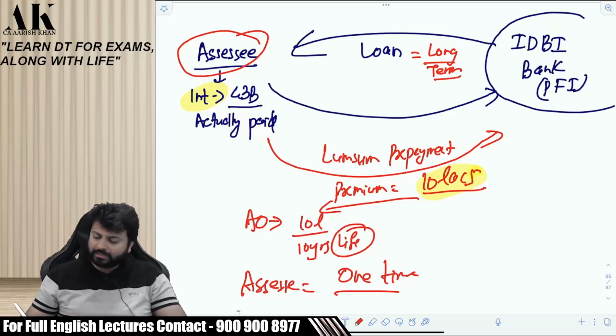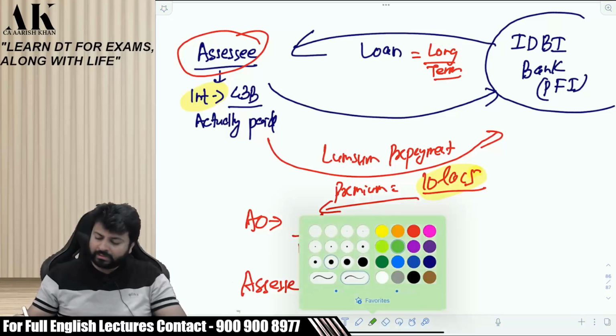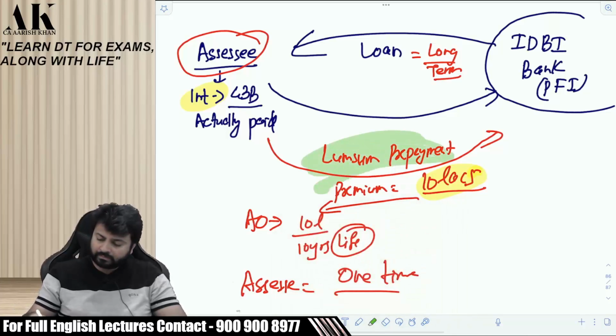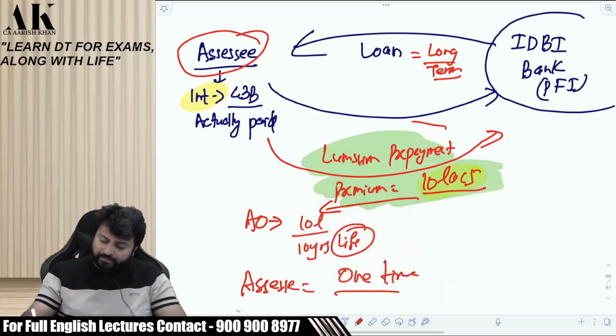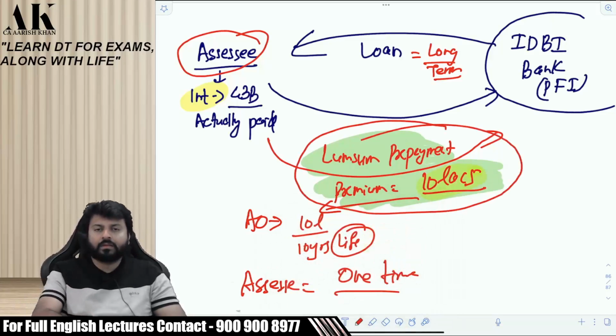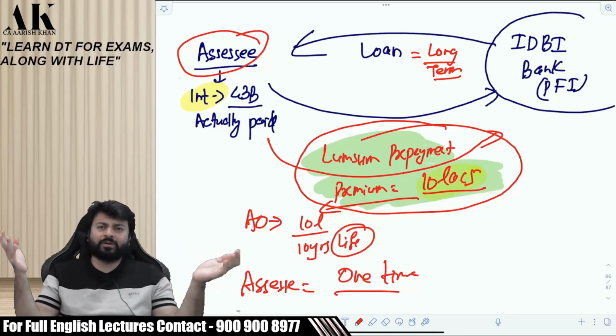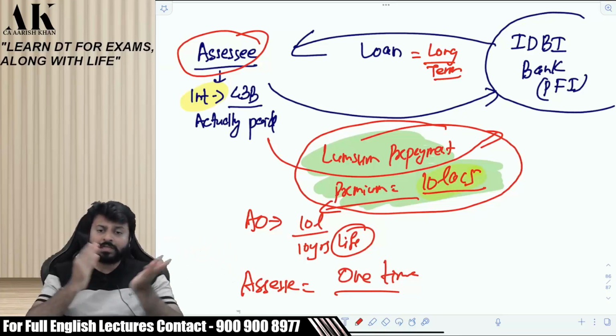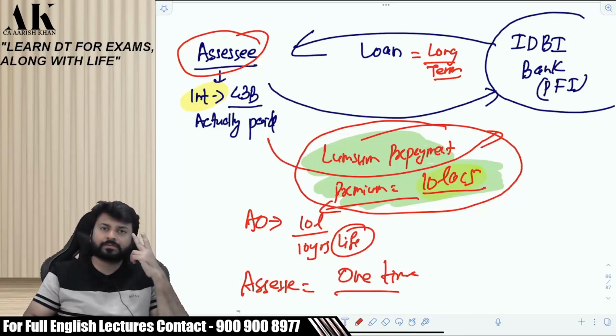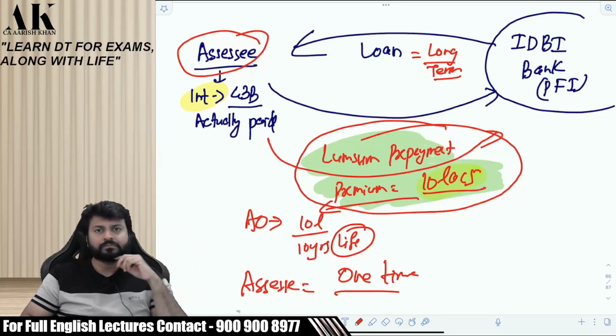So we are talking about this premium, which is there over here in green. The issue over here is very simple. Whether it will be allowed in one shot or in 10 installments. The matter went to Delhi High Court in the case of Gujarat Guardian Limited. The name of the assessee is Gujarat Guardian Limited and the relevant court is Delhi High Court.